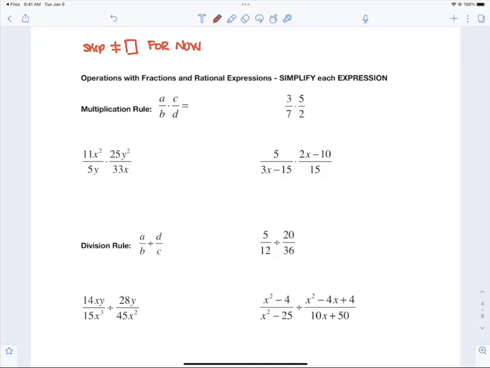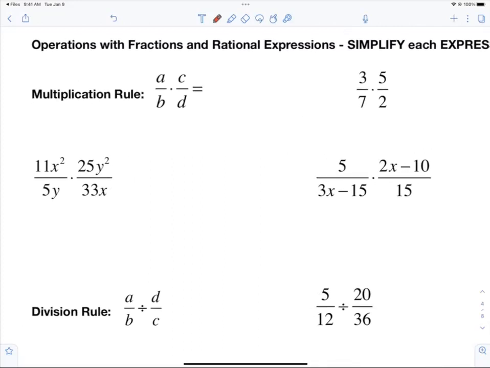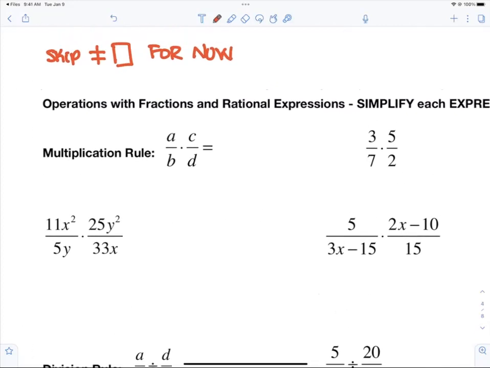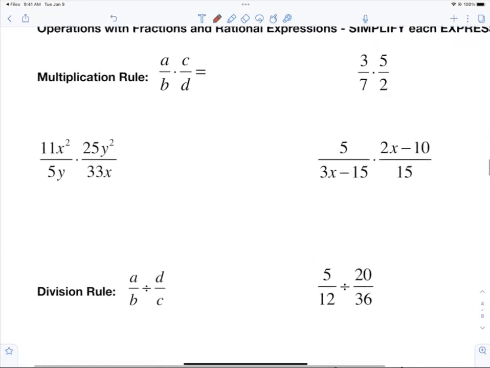Okay, this video will be much shorter than the first, now that you kind of get the idea with what we're doing. Moving into operations, now we're going to multiply and divide the expressions. Before I get started on this, let's skip listing excluded values for right now so that we can focus on just the skill itself, just applying the operation. So I wanted to state that at the beginning.